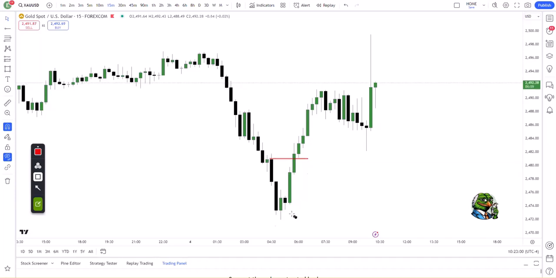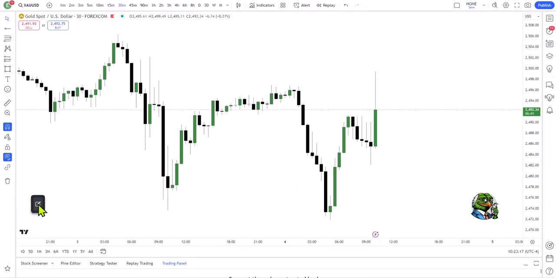This is essentially a balanced price range. And this is just a crawl down prior to the news announcement. I'm expecting this crawl down, and that is essentially to balance out this inefficiency and come into this bullish order block.